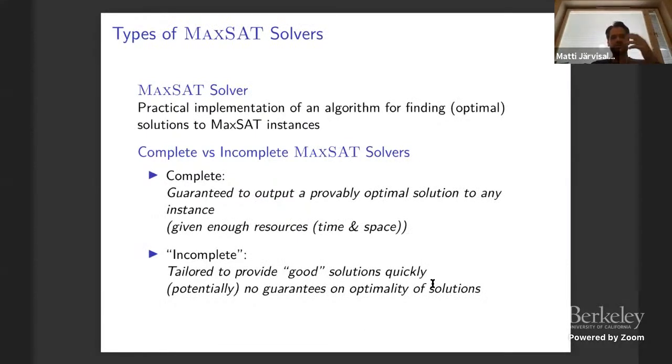So a MaxSAT solver is just a practical implementation of an algorithm for finding solutions to given MaxSAT instances. Complete solvers are guaranteed to find provably optimal solutions to any instance given enough resources, and complete solvers tend to be allowed to use a lot of resources. Incomplete solvers are tailored towards producing relatively good solutions, whatever the interpretation of that means, to even very large instances fairly quickly. So for example, in the evaluations, the complete solvers are given a time limit of around 1 hour, whereas incomplete ones are run for a minute or 5 minutes per instance. For incomplete solvers, there need to be no guarantees on how good the solutions are.